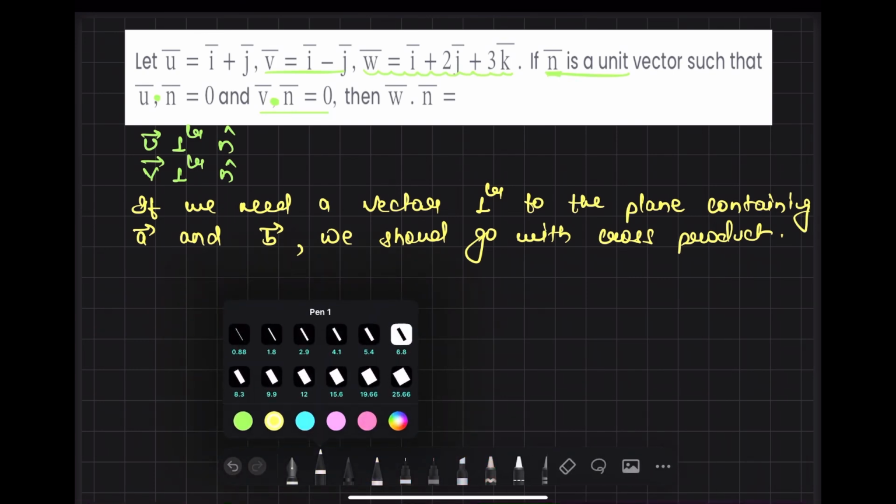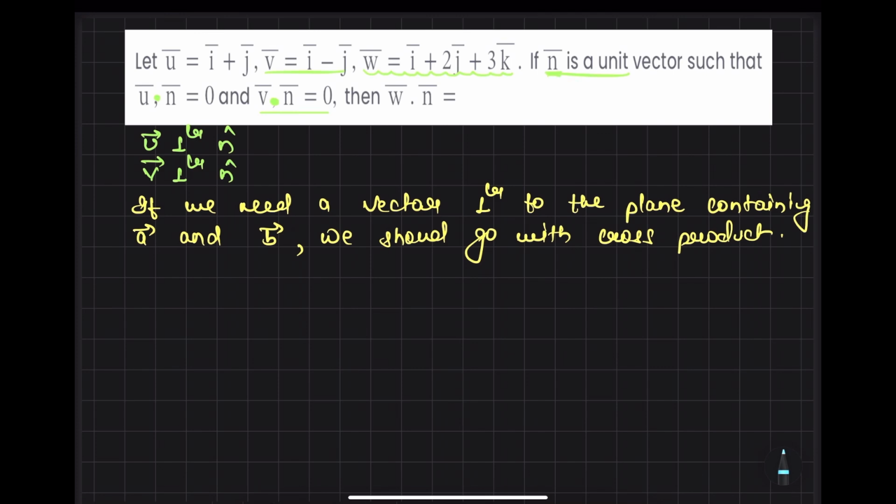Now we need to find out the vector n cap. So my point is, first we will find a vector perpendicular to the vectors u and v. So we will go with the cross product. That is i, j, and then we have k. And u vector is 1, 1, 0. v vector is 1, minus 1, 0. So we got both the vectors. Now we will go with the expansion of this determinant.